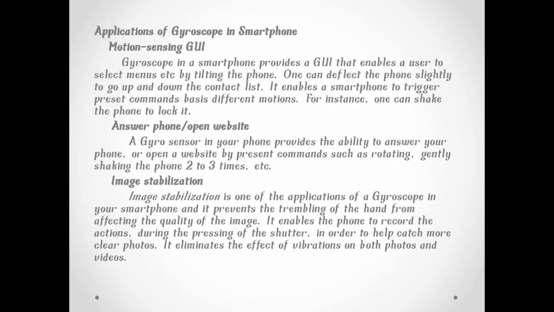Applications of gyroscope in smartphone. Motion sensing GUI. A gyroscope in a smartphone provides a GUI that enables a user to select menus etc. by tilting the phone. One can deflect the phone slightly to go up and down the contact list. It enables a smartphone to trigger preset commands based on different movements. For instance, one can shake the phone to lock it.